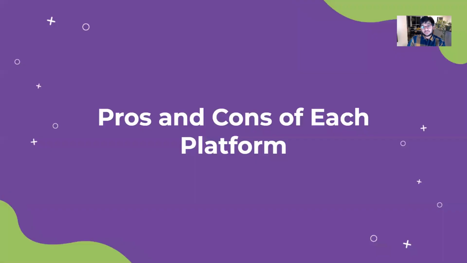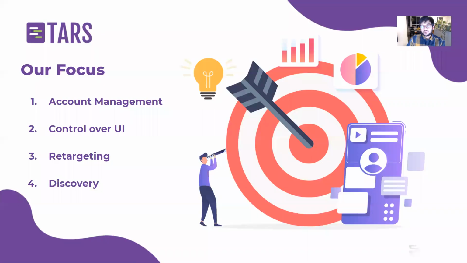So now that we have those things out of the way, we can actually get into what the pros and cons of each of these approaches are. Why is having a conversation on the web better than having a conversation on WhatsApp, and vice versa? Why is having a conversation on WhatsApp better than having a conversation on the web? And now there are a million ways we could approach this question. But for the purposes of this webinar, to keep things short, I've pulled out the 4 most important ones that you absolutely need to know as you are moving forward in your chatbot journeys. And these 4 points are account management, control over the UI, retargeting, and discovery.